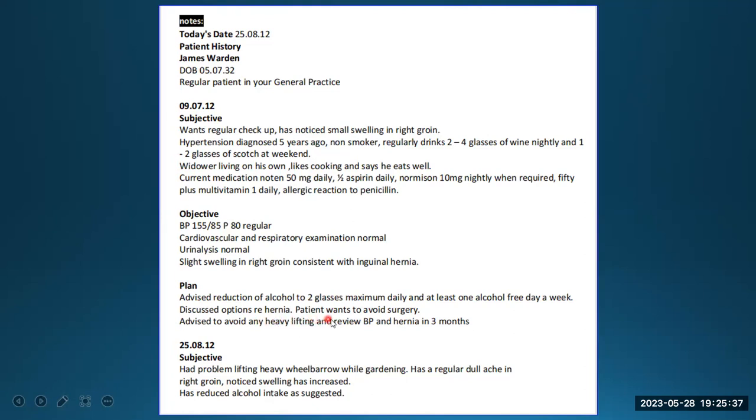Regarding hernia, patient wants to avoid surgery. Advised to avoid any heavy lifting and review blood pressure and hernia in 3 months.